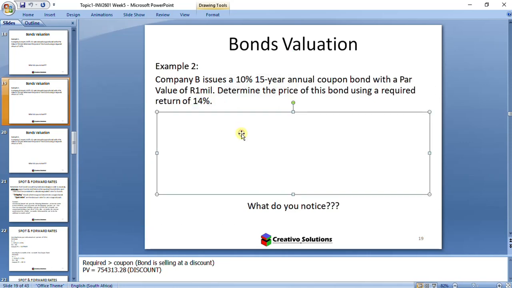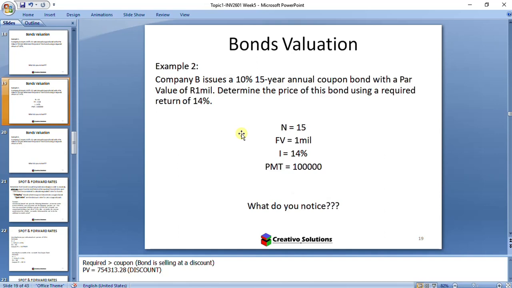Again, a simple calculation. Plug in all the values. So N is 15, future value is 1 million. Your interest rate is 14%, and then your payment would be based on the actual coupon rate in the question. So your 10% times your million, which is 100,000. But if you discount that back in time and calculate your PV, you're going to get this answer.